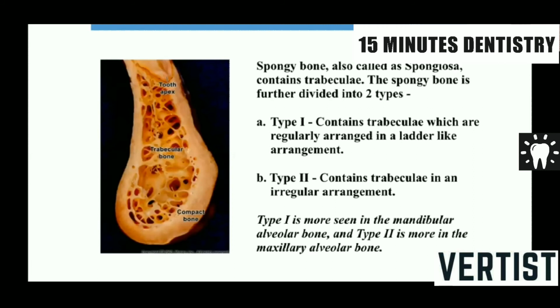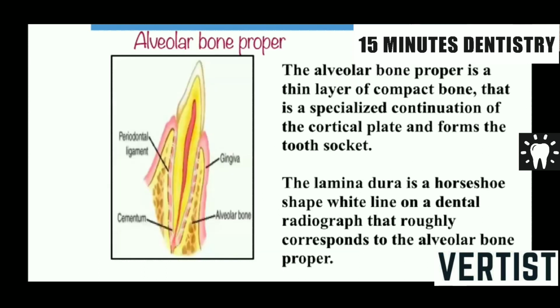Spongy bone is also called spongiosa and basically has two types, type 1 and type 2. Type 1 contains trabeculae which are regularly arranged in a ladder-like arrangement, whereas type 2 contains trabeculae in an irregular arrangement. So type 1 is like a ladder basically, and type 1 is more seen in the mandibular alveolar bone, and type 2, which is an irregular arrangement of trabeculae, is seen more in the maxillary alveolar bone.